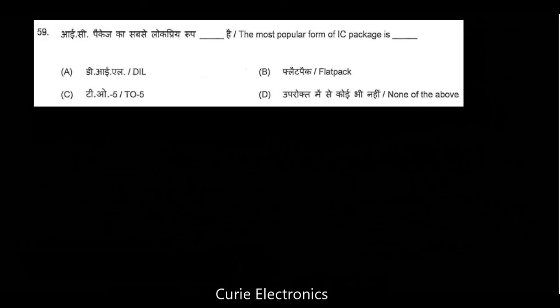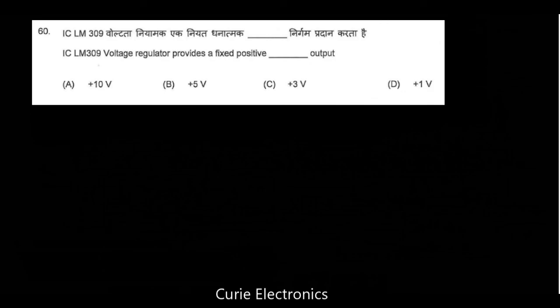Question number 59. The most popular form of IC package is, you tell me what it is. DIL, dual inline package. Most of us use this dual inline package. But the most popular package is the flat pack. Most of the SMT devices come as flat pack devices. So flat pack is the most popular IC package. So with this last question we are going to complete this question paper.